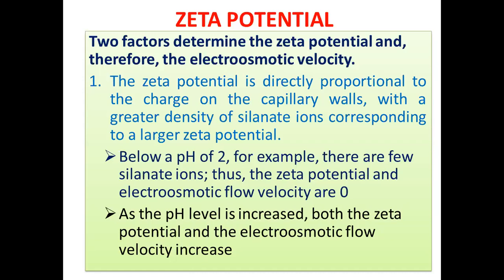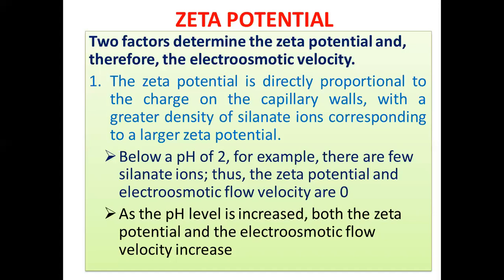If the pH is acidic, say for example less than 2, silanol groups are not going to be ionized. They will be retained as SiOH group. So there is no question of explaining the movement of the cations towards the silanolate anions. So zeta potential will be 0 and hence the electro-osmotic flow velocity will be 0 at pH below 2.